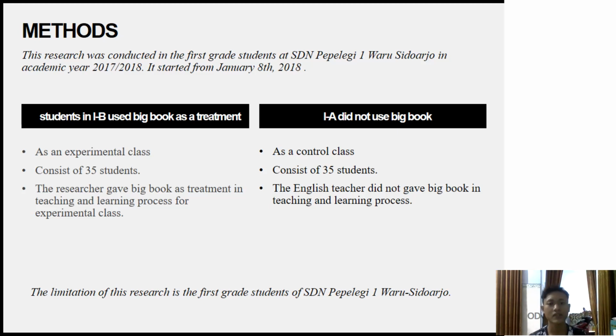In this research, there are two classes as the experiment. The first class is the 1B class, in which the students are given a big book as a treatment. The researcher gives a big book as a treatment in the teaching and learning process for the experimental class. And the second class is the 1A class, which isn't given a big book, as the control class. Every class consists of 35 students.